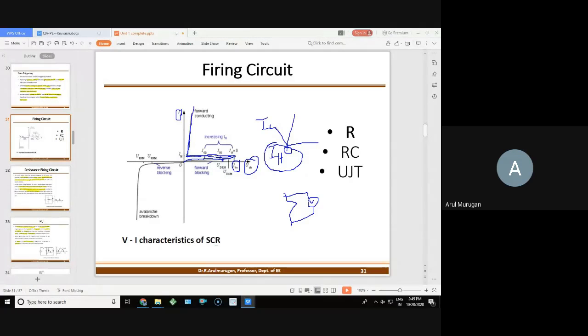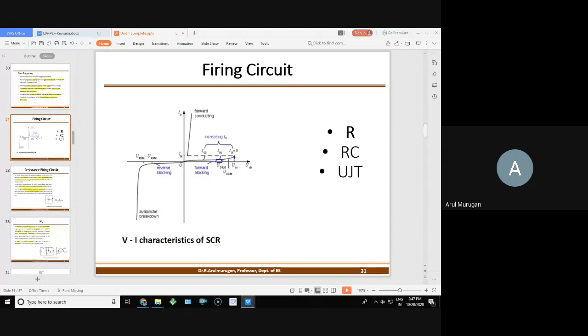What about the current? It is the leakage current, a small current, in microamps. In this region, the current is in microamps. So the current also increases as the voltage increases.